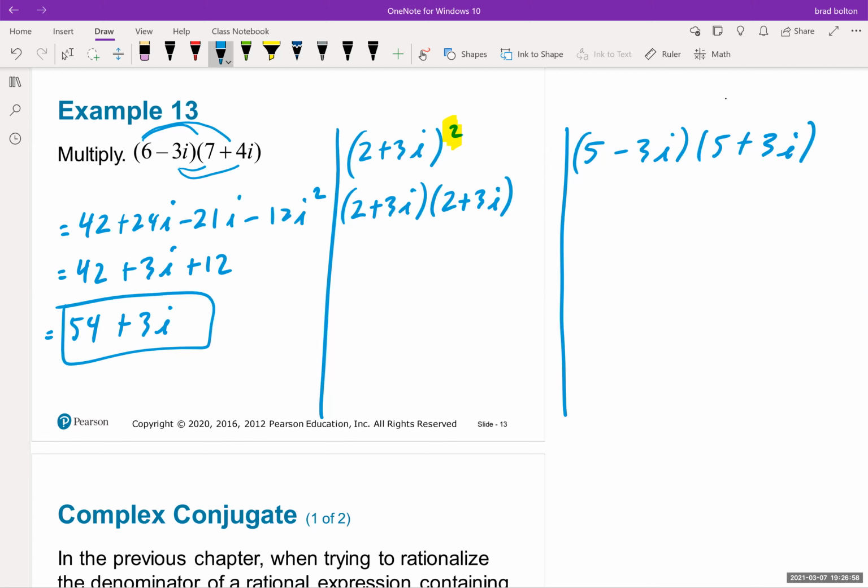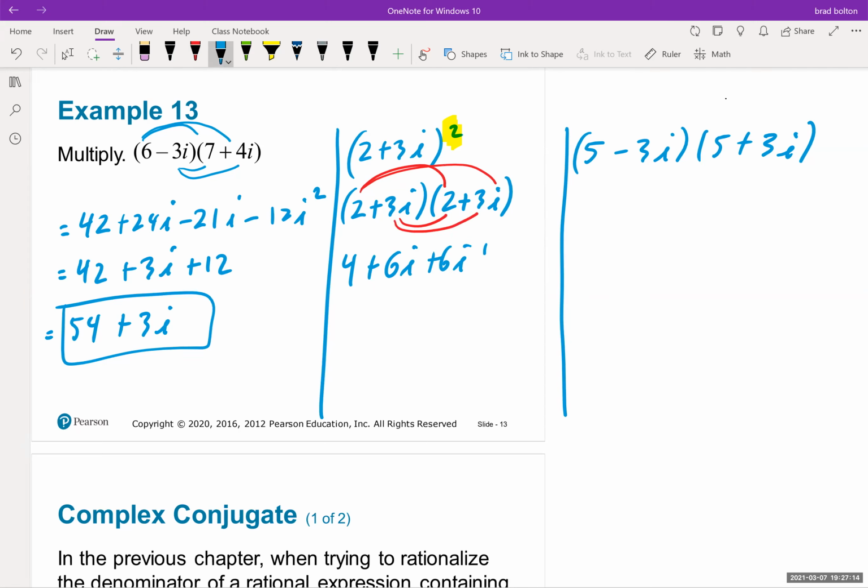So now I'm going to distribute and I get 4, right? So I did 2 times 2. Now I have to do 2 times 3i, so I get 6i. Now I have to do 3i times 2, so I get another 6i. And now I have to do 3i times 3i, so I get plus 9i squared.